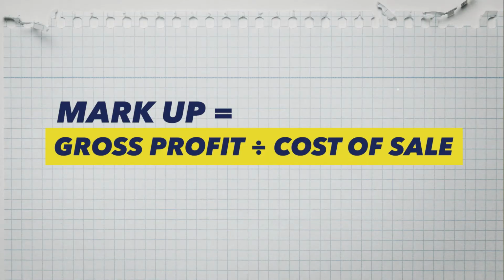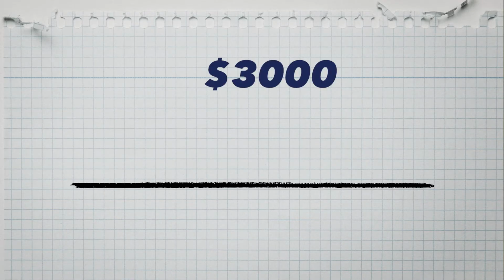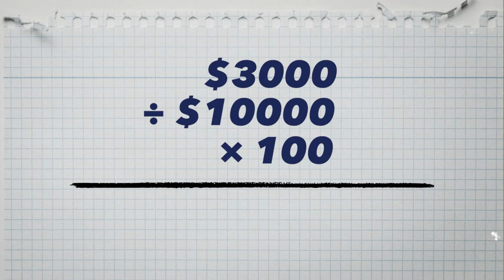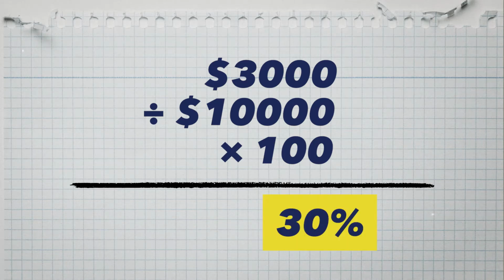Now how does this actually translate into a markup and a margin? Well, your markup, it's a formula. Your markup is your gross profit divided by your cost of sales. Now in this case, it's $3,000 divided by $10,000 times 100 to get a percentage. Then that gives you a percentage of 30%. That's pretty simple. But is that our profit margin?